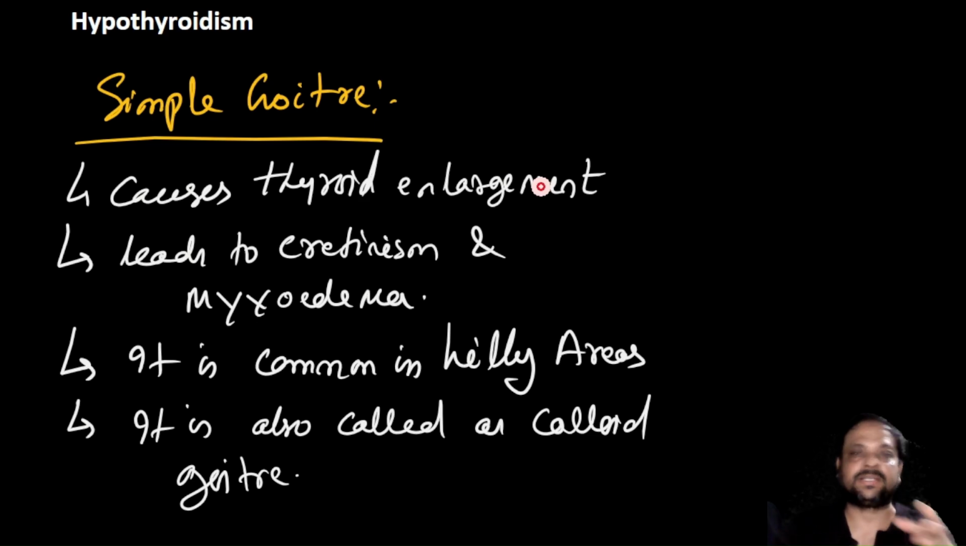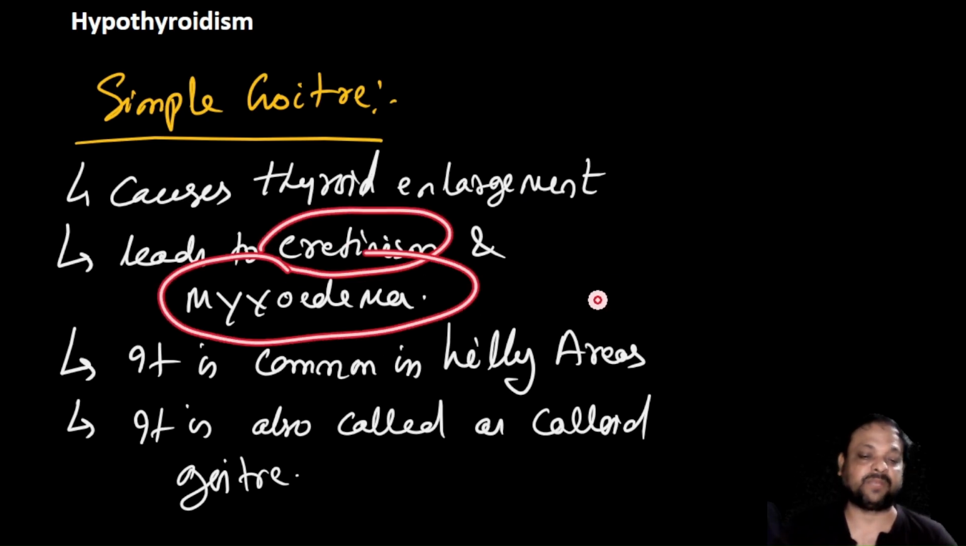The follicular cells absorb maximum iodine from the blood and it gets accumulated inside the follicular cells, and as a result, the follicular cell size increases. When the size increases, what happens? The enlargement takes place, and this enlargement is called simple goiter. And simple goiter induces cretinism. It also induces myxoedema, as we have discussed.